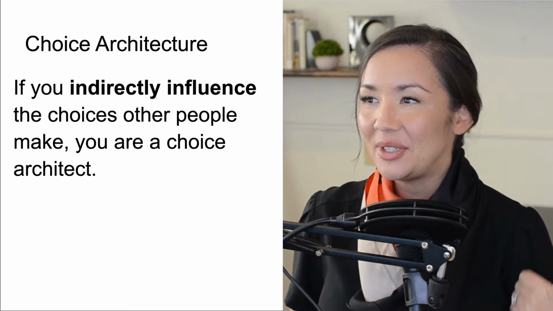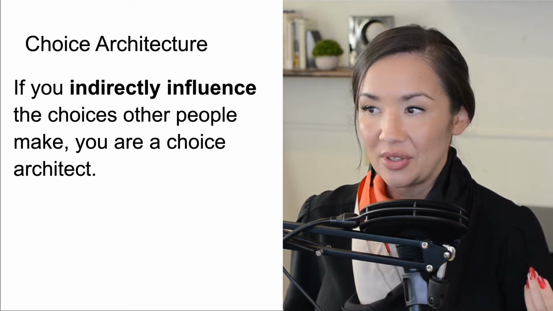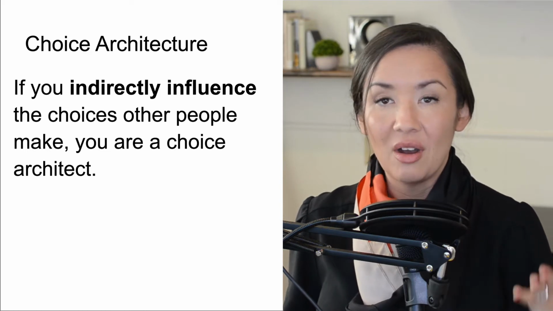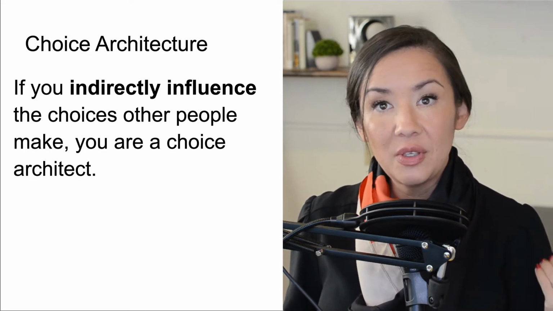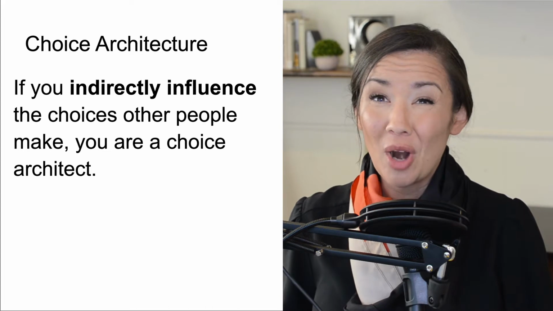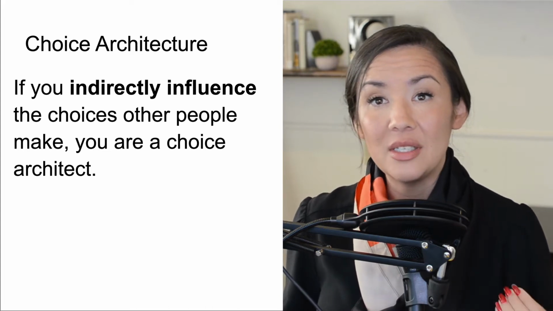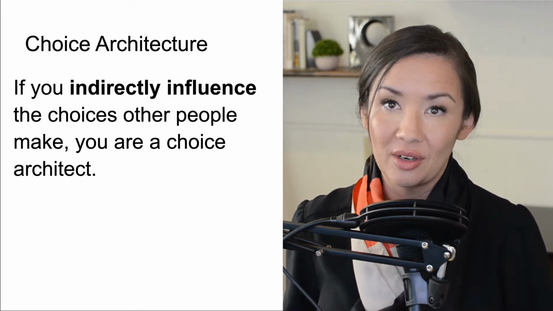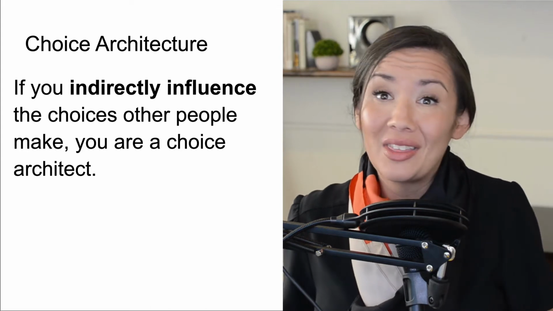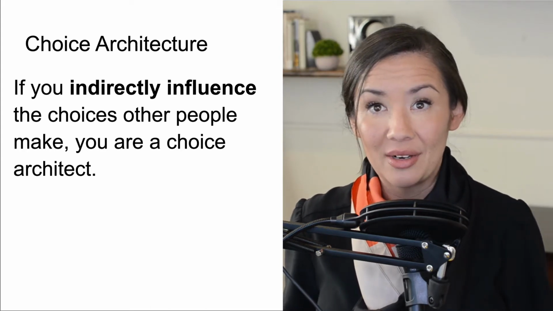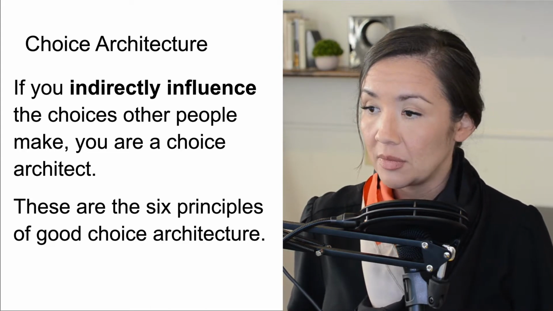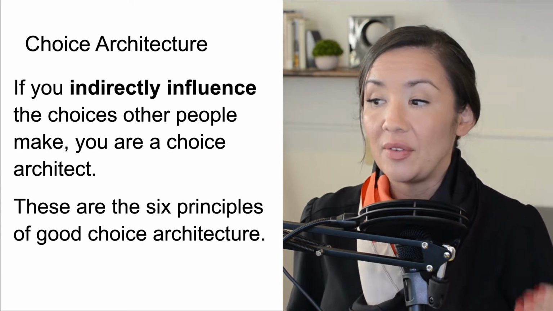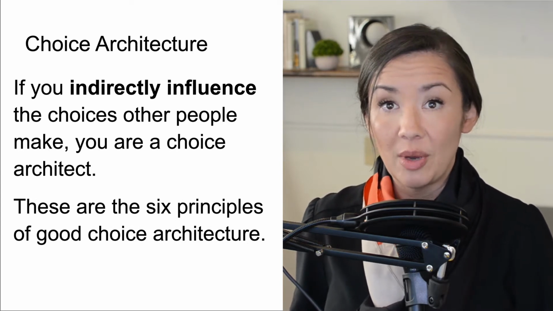Okay, if you indirectly influence the choices of others, you are a choice architect. So in those last few examples, they probably were designed so poorly because individuals didn't realize they were a choice architect. And so they didn't really think that the choices of those designs mattered, but they absolutely do. So there are 6 principles of good choice architecture that we're going to talk about right now.